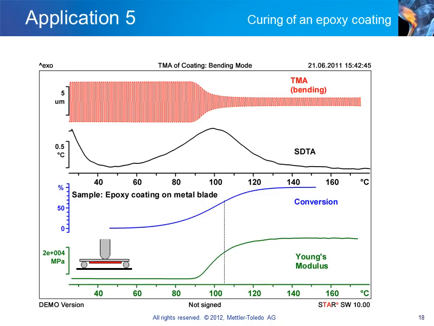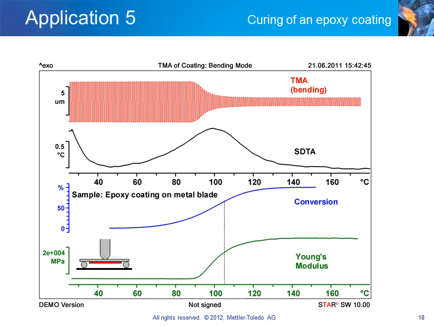The sample used in this application was a razor blade with a 0.3 mm layer of freshly mixed epoxy adhesive coated on its underside. The measurement was performed at a heating rate of 5 degrees per minute using an alternating load of 0.02 and 0.04 newtons. The upper diagram shows the DLTMA and the SDTA measurement curves.